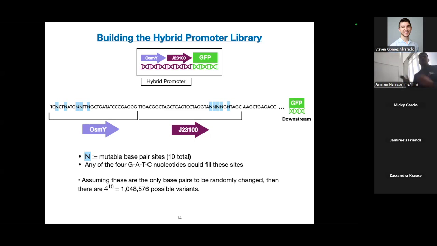But due to the fact that no one can really check 1 million variants, we checked a subset of 1,600 variants. And from those 1,600, we got 100 variants that we put in the library.